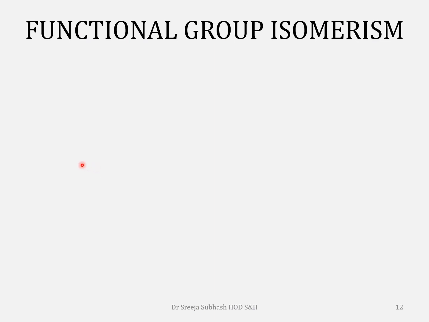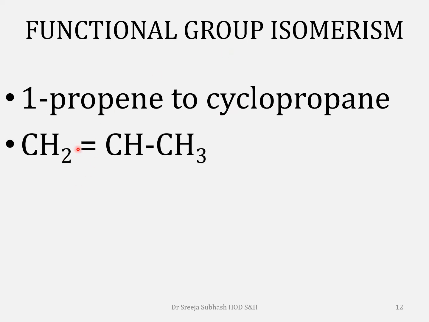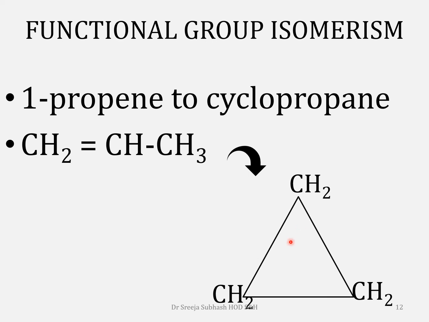Well, an interesting example for functional group isomerism is a relation between a compound with a double bond and a cyclic compound. You can have a look here. 1-propene and cyclopropane are functional group isomers. 1-propene has a double bond at the first carbon atom. And how can this be converted to a cyclic compound? When you convert that into a cyclic compound, we get cyclopropane. So these two can also be considered as functional group isomerism. An interesting example coming under functional group isomerism.